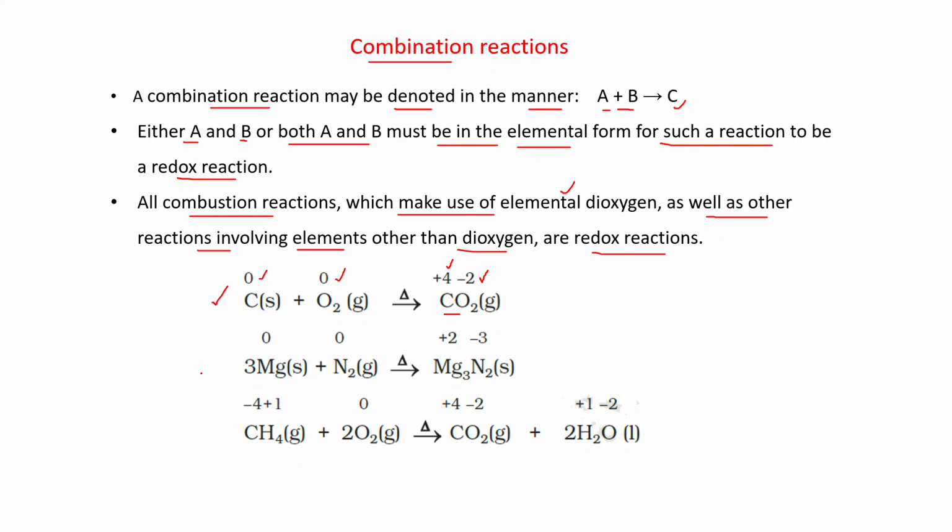In a similar manner, magnesium when reacting with N2 will form magnesium nitride, Mg3N2. Then there is the combustion of methane, CH4, which gives CO2 and water. Again, check whether this is a redox reaction or not. The oxidation number of carbon in CH4 is minus 4, and the oxidation number of carbon in CO2 is plus 4. This is an increase in oxidation number, so this is oxidation.